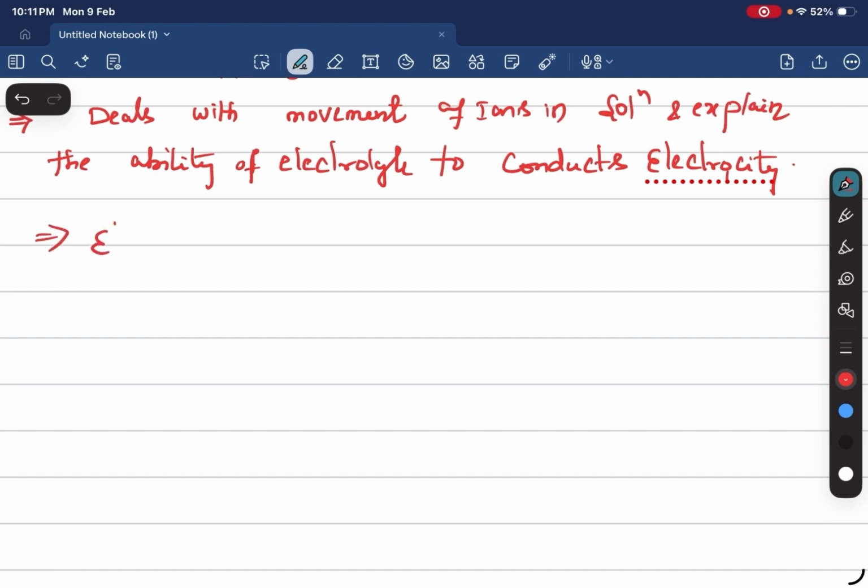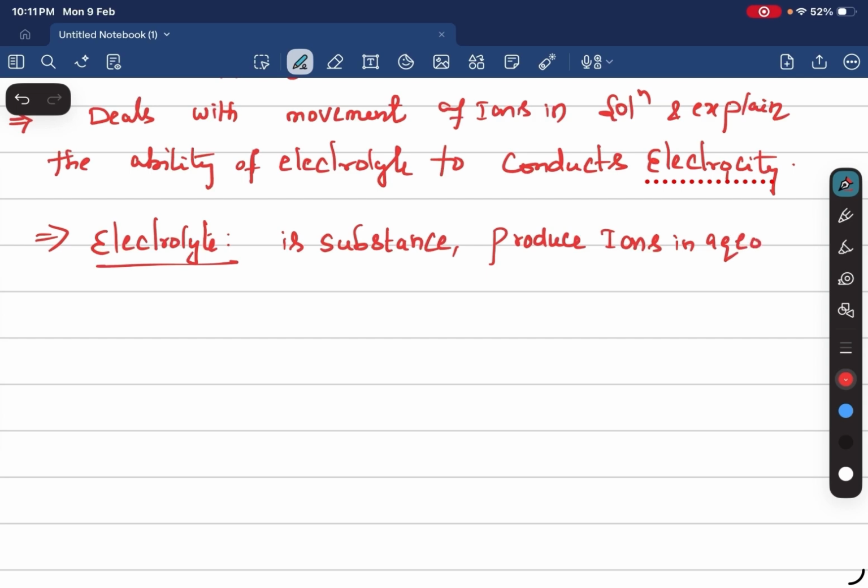Coming to what is an electrolyte. So in this starting we discuss related terminology. An electrolyte is a substance that produces ions in aqueous or molten state and conducts electricity.